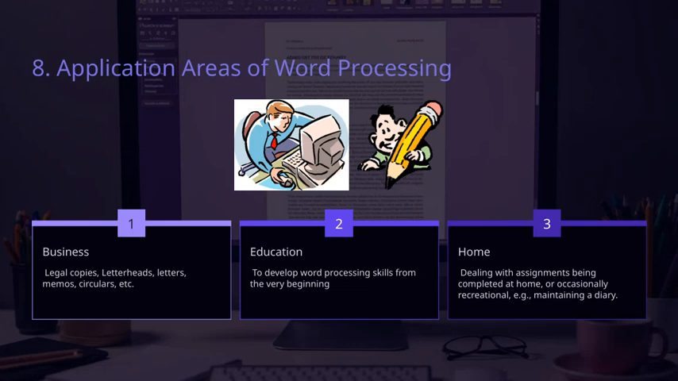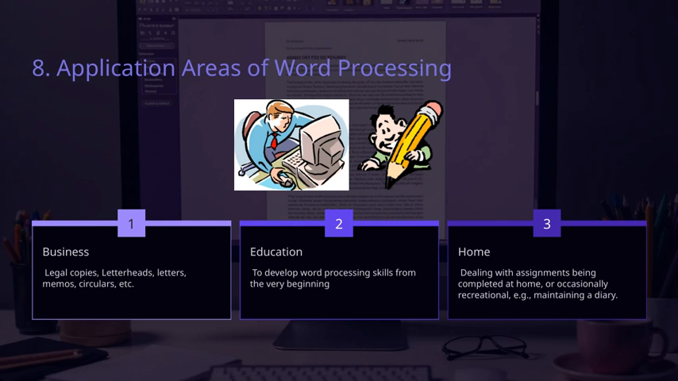Now, let's explore some common application areas of word processing. In the business world, it's widely used for creating legal copies, letterheads, letters, memos, circulars, and other official documents. These tools help ensure consistency and professionalism across all business communications.